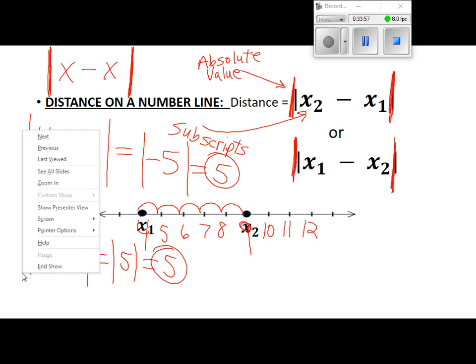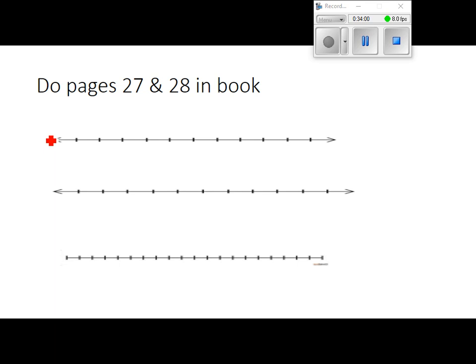Anything hard there, Silas? That's easy stuff, right? Keep your notes out. Open up your books to page 27. On page 27, there's a number line where it says example 1. I want you to draw that number line on this number line. Fill in all the numbers, letters, and points, and so on. So take a second and do that right now. While you're doing it at your seats, I'm going to do it up here.